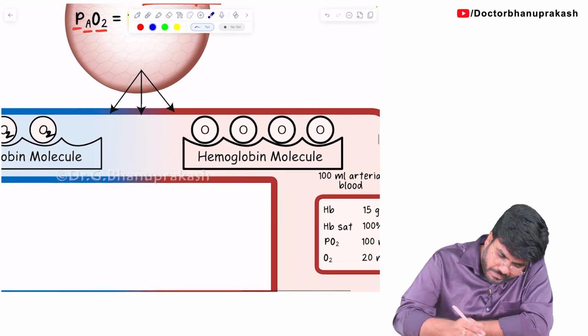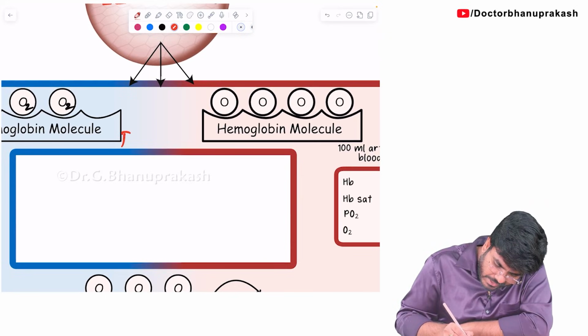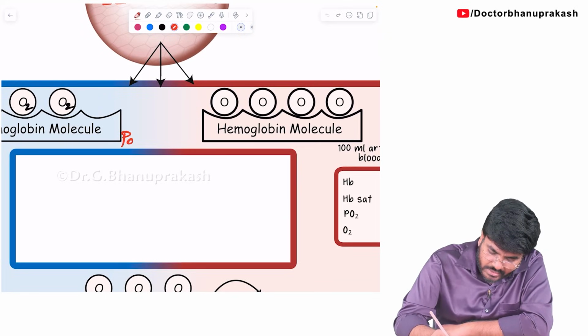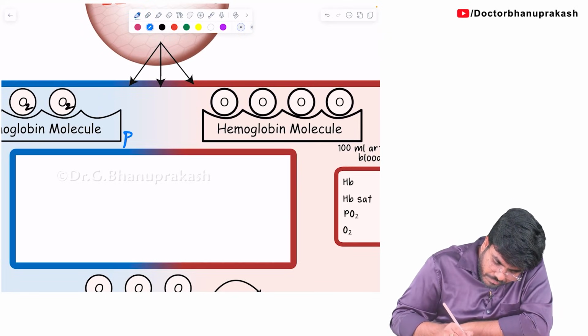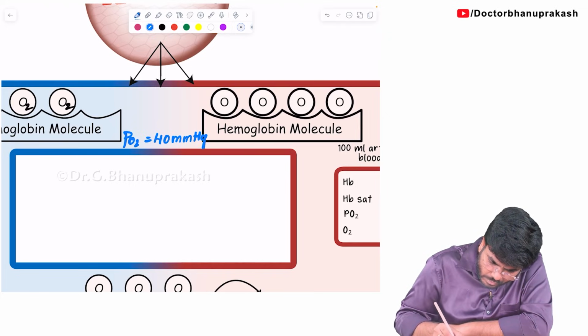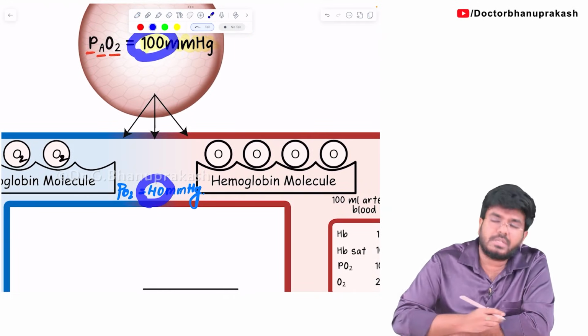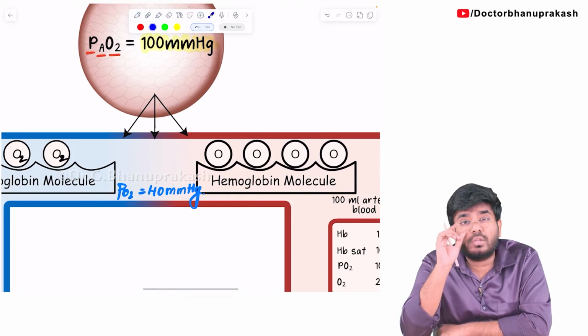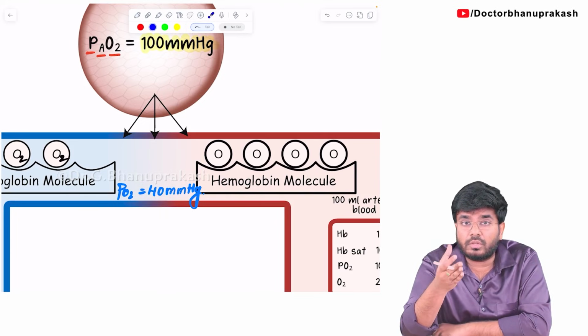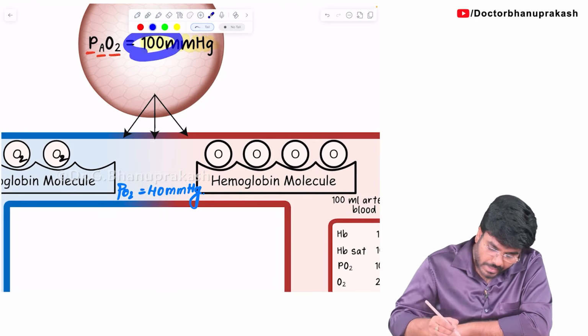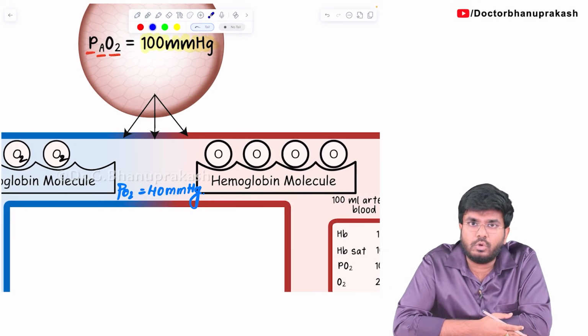Now, you tell me, what is the partial pressure of oxygen here, in this deoxygenated blood? Let me write in the blue color. The partial pressure of oxygen here in the deoxygenated blood is 40 mmHg. So here there is high partial pressure, here there is low partial pressure. So there is a pressure difference. According to Fick's law of diffusion, gases will go from high partial pressure to low partial pressure.